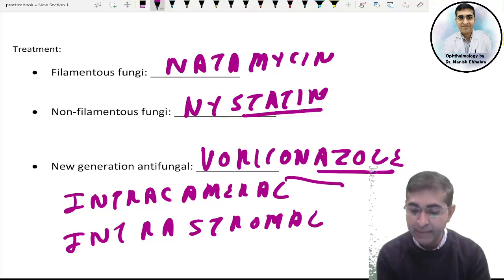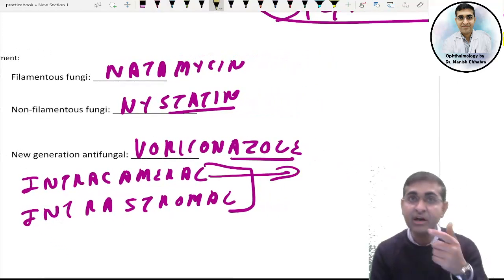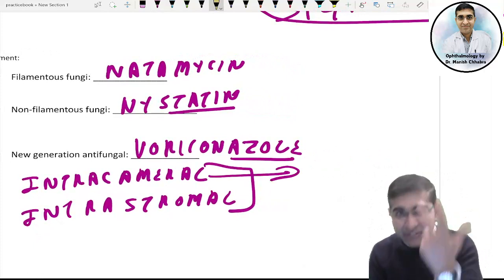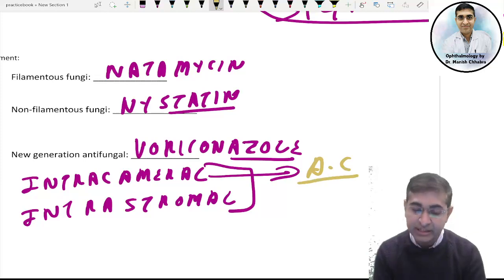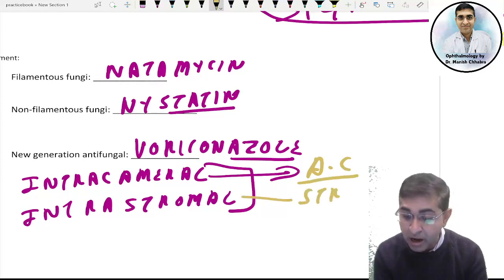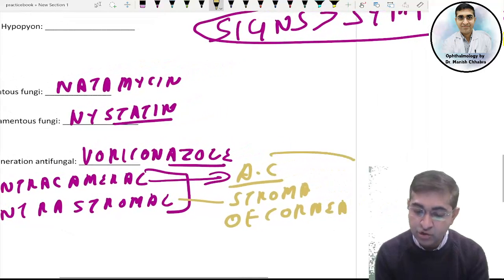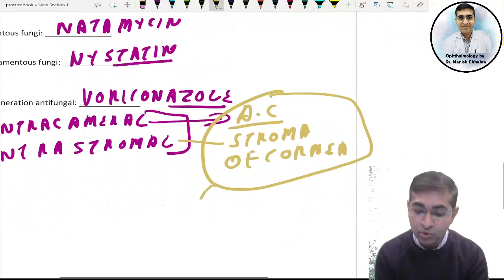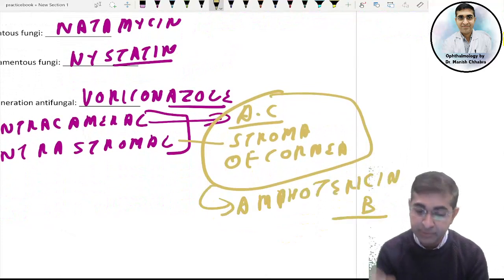Intracameral, intrastromal. Intracameral means you will give the antifungal inside the anterior chamber. You inject it inside the anterior chamber. Intrastromal means in the stroma of the cornea. And which drug can you use? You dilute the drug and can use amphotericin B. Amphotericin B can be given.